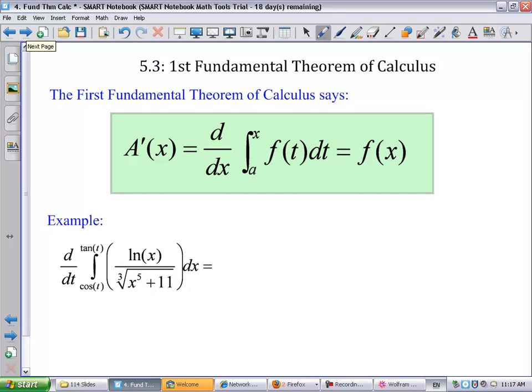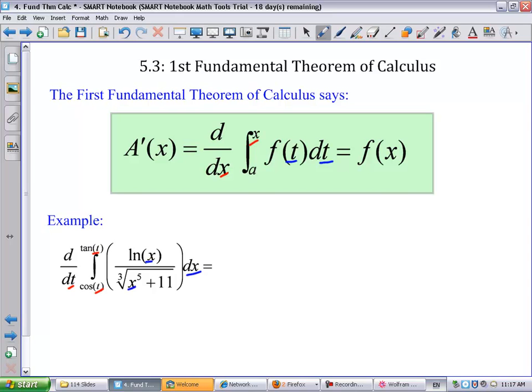Right, one more here. The derivative of the integral from cosine of t to tangent of t of natural log of x over the cubed root of x to the fifth plus x, or plus 11 dx. All right, so this one's a little weird for lots of reasons. First of all, everywhere we used to have t's, we now have x's. And everywhere we used to have x's, we now have t's. Is that a problem?